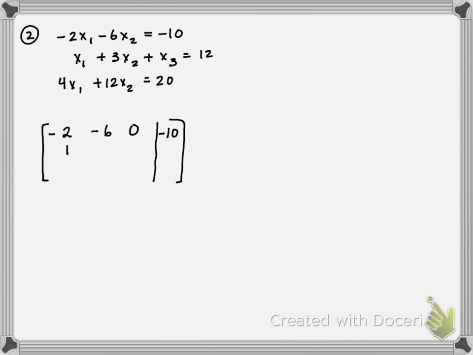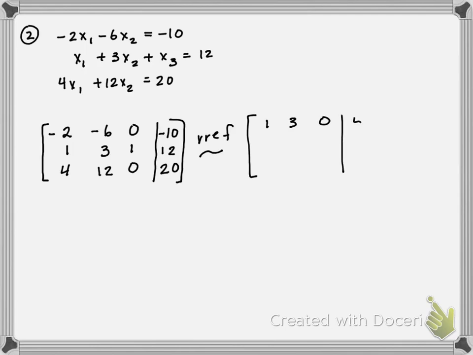Then we have 1x1, 3x2, 3x3, and 12 is your constant. Then 4x1, 12x2, again no x3, and 20 is the constant. So here's the augmented matrix. And again, we're going to plug that in the calculator, and the calculator will give us the following reduced row echelon form. We get 1, 3, 0, 5; 0, 0, 1, 7; and 0, 0, 0, 0.